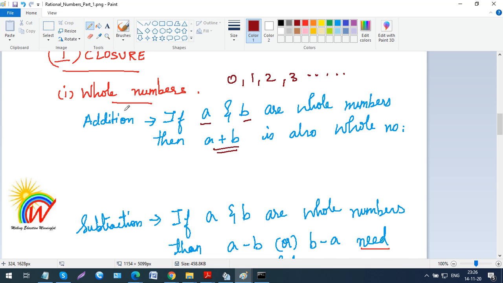If you take any two whole numbers from 0, 1, 2 and so on, and add them, will that also give a whole number? If it does, then you say that it satisfies the closure property. Let's say A is 2 and B is 10. Then 2 plus 10 is equal to 12, and 12 is also a whole number. This holds for all the numbers. So whole numbers satisfy the closure property of addition.